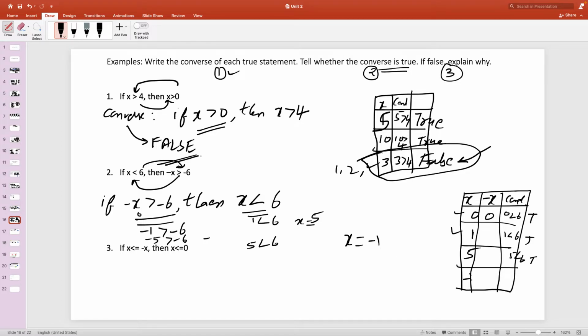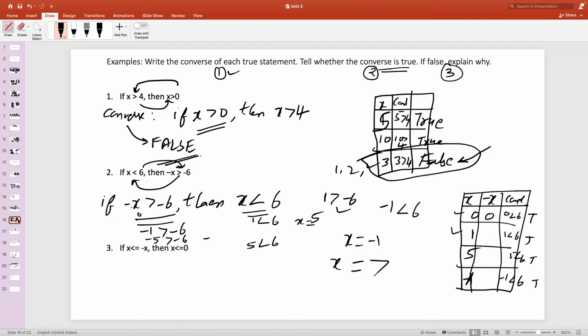Now what if we pick x is equal to minus 1? When x is equal to minus 1, what does this become? Minus of minus 1 is plus 1. So plus 1 is greater than minus 6. Definitely, this is true. Now let us look at the then part. When x is equal to minus 1, minus 1 is less than 6. This is also true.